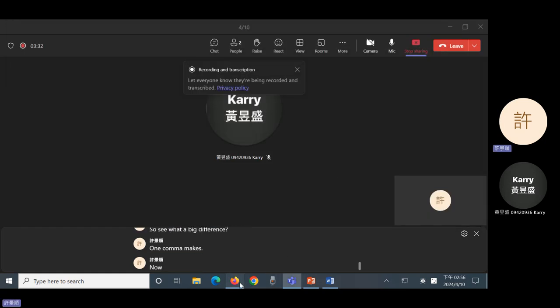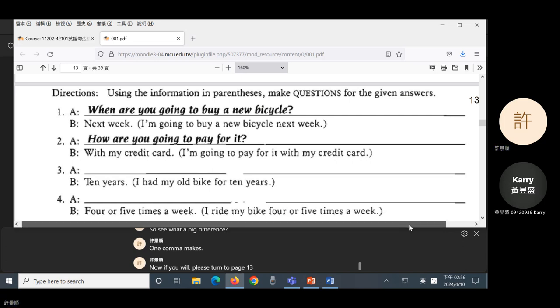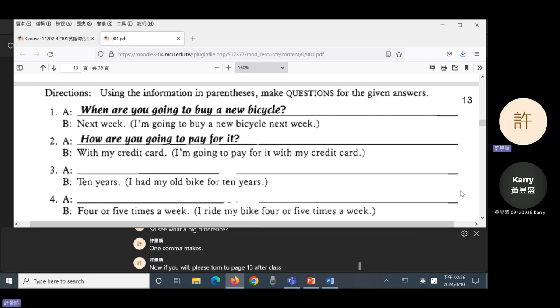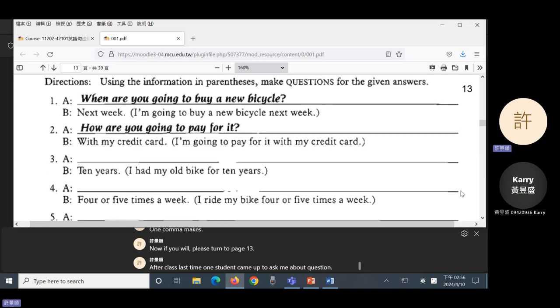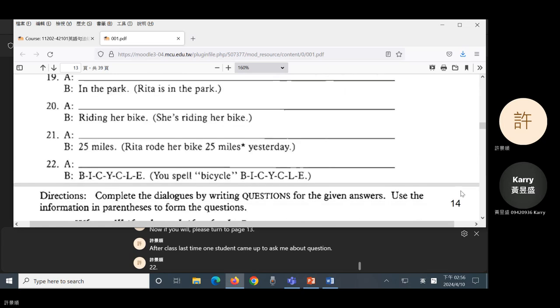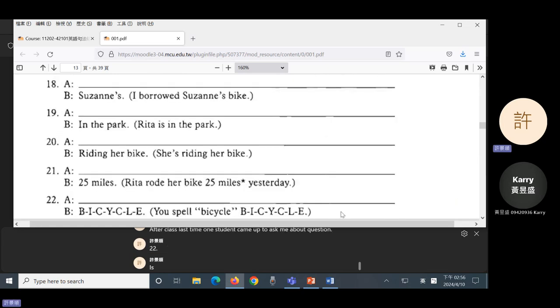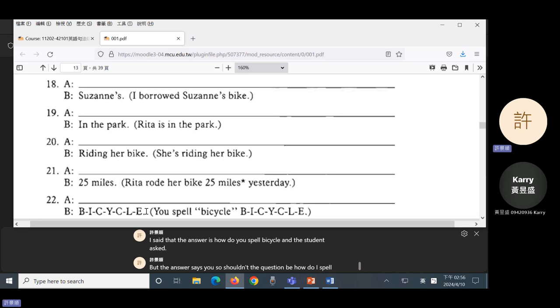Now, if you will please turn to page 13. After class last time, one student came up to ask me about question 22. I said that the answer is, how do you spell bicycle? And the student asked, but the answer says you. So shouldn't the question be, how do I spell bicycle? Isn't this a conversation? And I said, normally you would be correct.